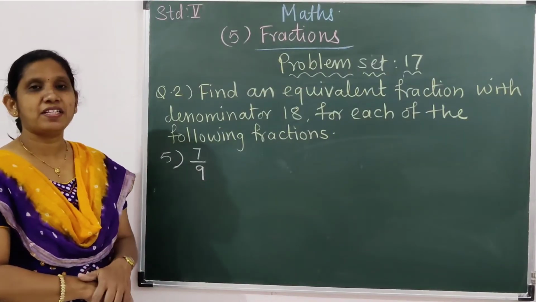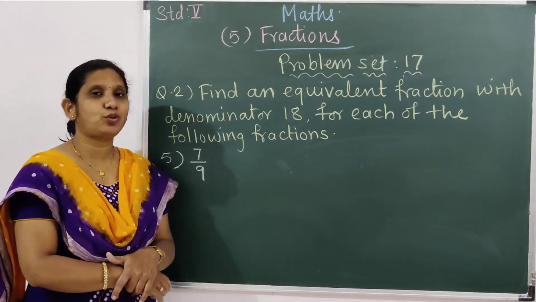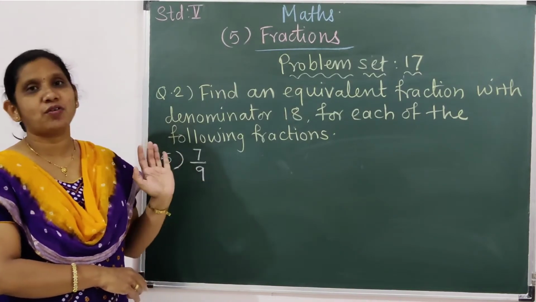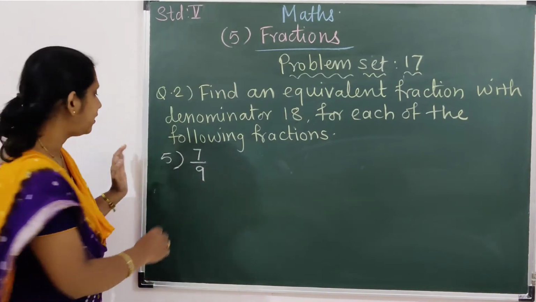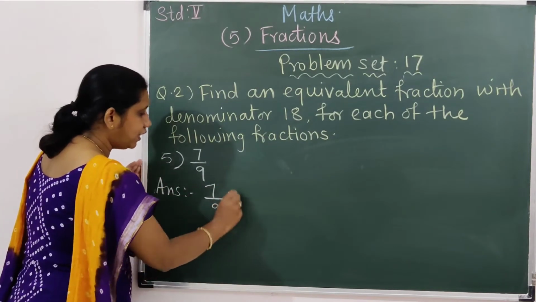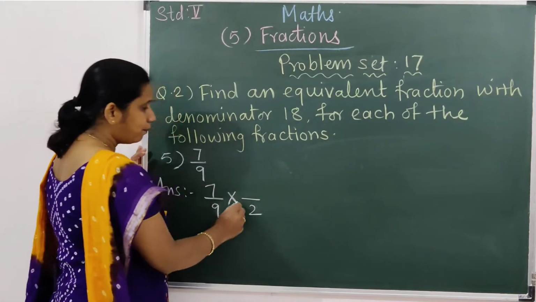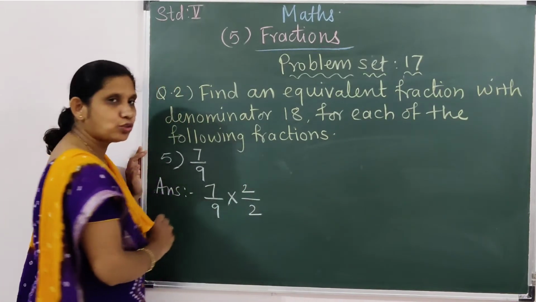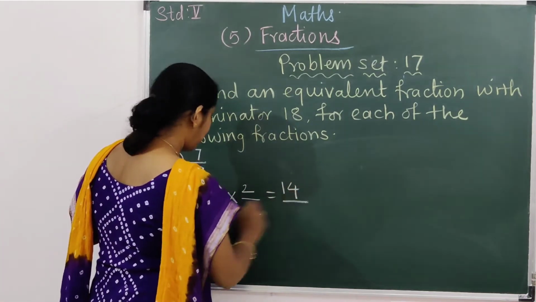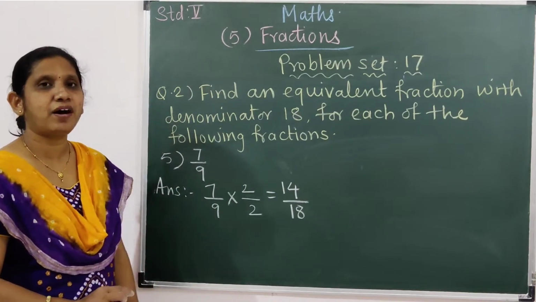Students, the fifth example is given, 7 upon 9. In the previous example the fraction was 2 upon 9. So 9 twos are 18. Same thing is over here. Same denominator. So let us write the answer. 7 upon 9 into, again 9 twos are 18, so multiply in the numerator also using 2. 7 twos are 14 upon 9 twos are 18. So this is our example number 5.